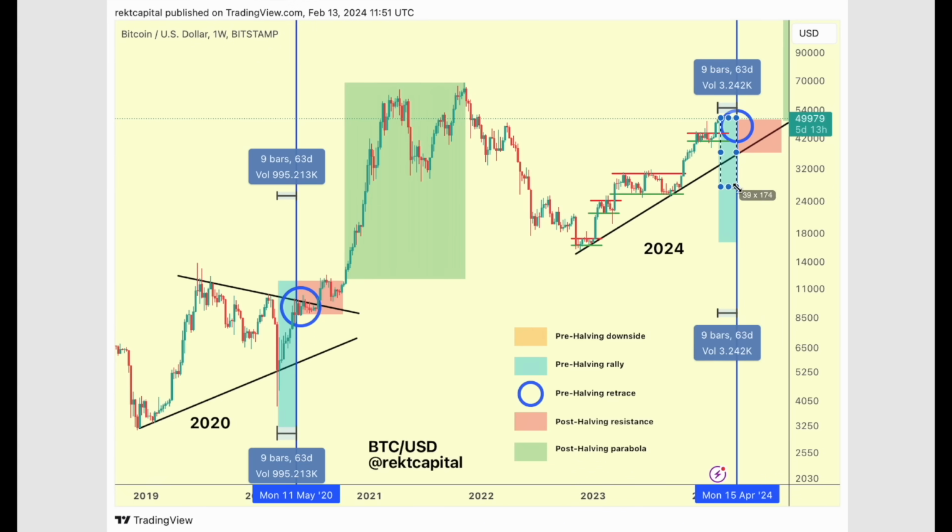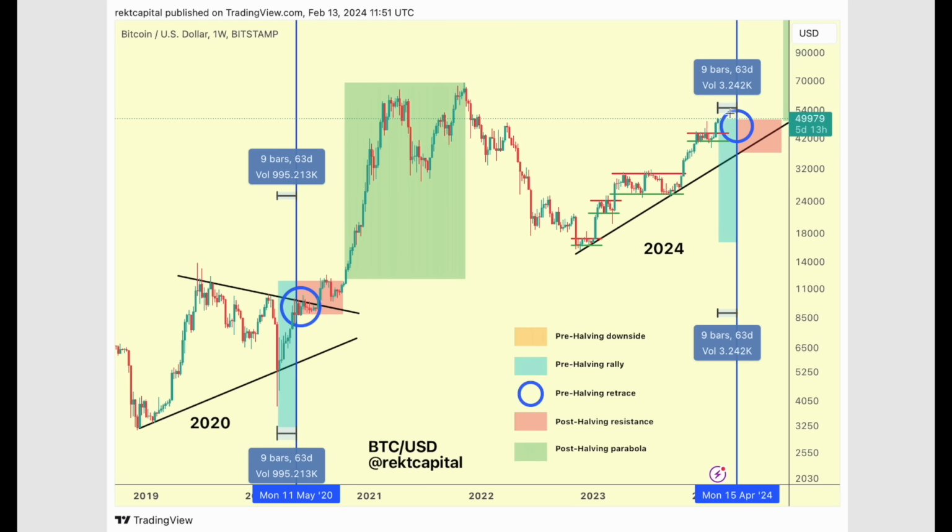We've only just begun it. So if we're to think about 4 to 3, 2 weeks before the halving for the pre-halving rally to local top, then it's around this portion, late March, maybe mid-March at the earliest, early April, where we could local top in this pre-halving rally before segueing into that pre-halving retrace.